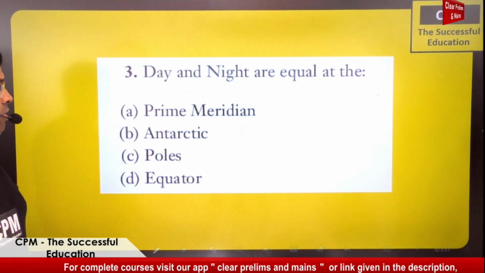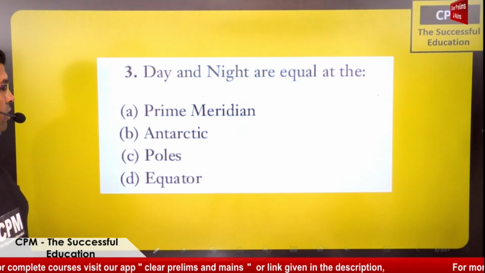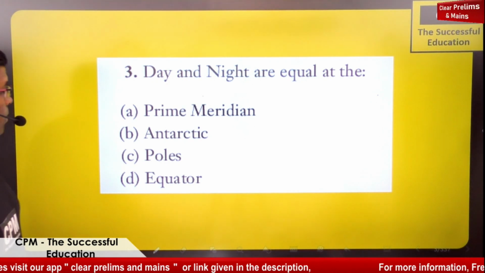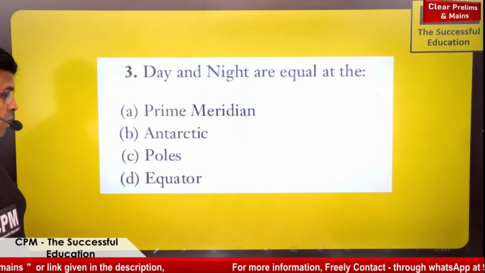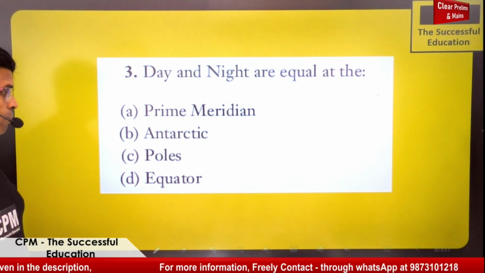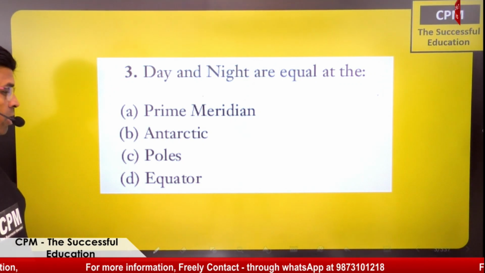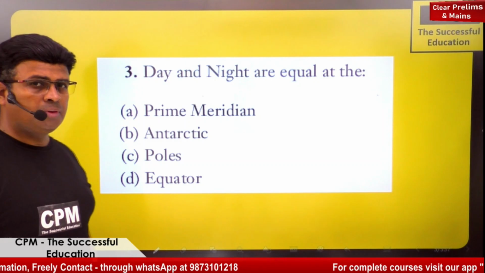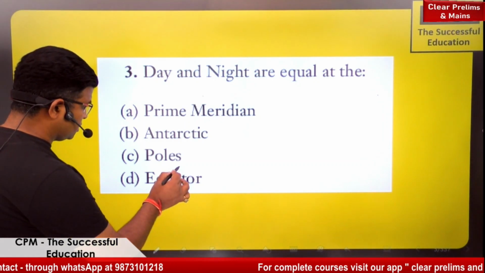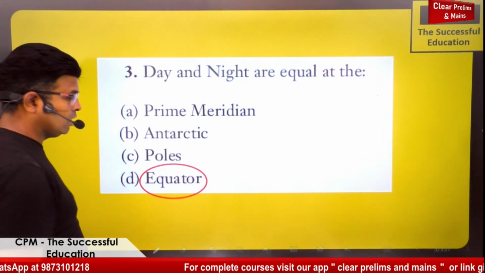Next question is, day and night are equal at the option A prime meridian, option B Antarctic, option C poles, and option D equator. Correct option is equator.